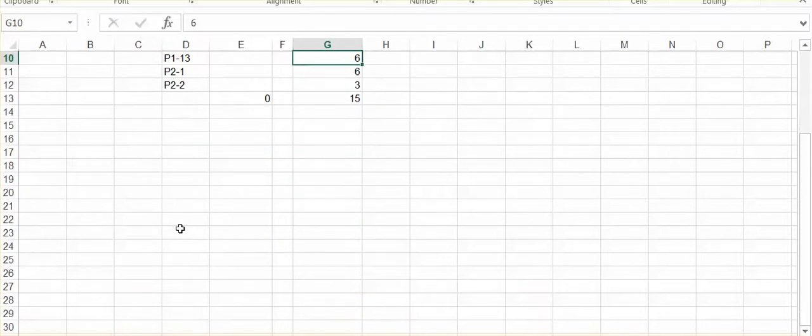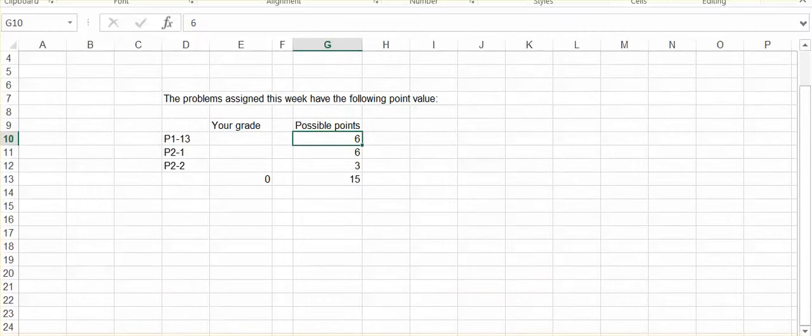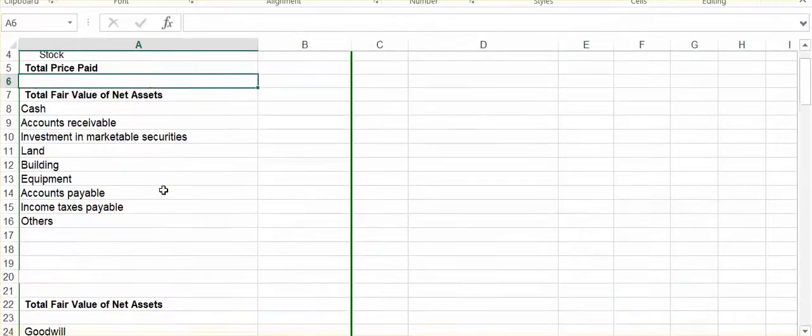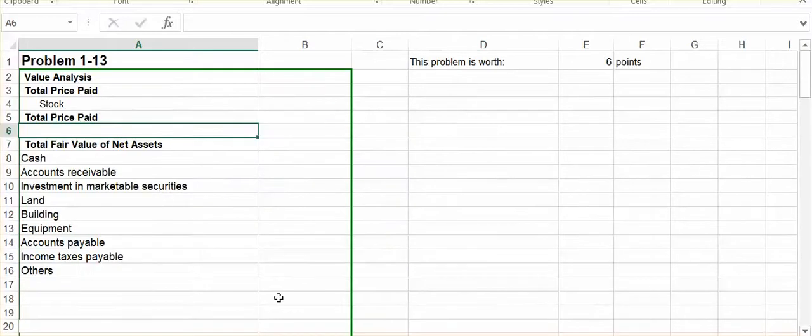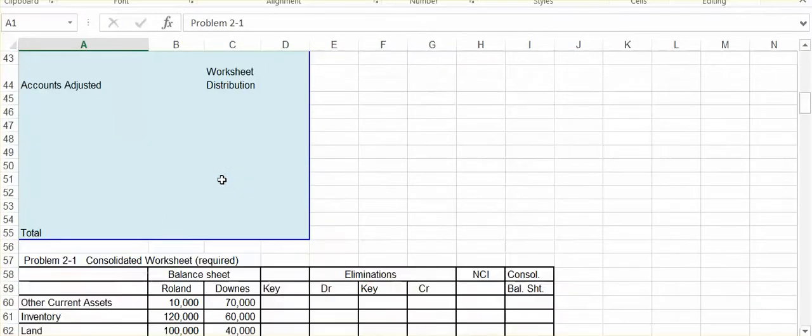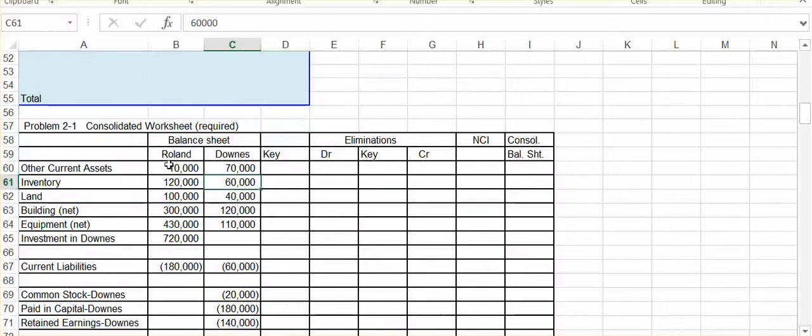And you may not be able to see it, but down at the bottom you can tab over to look at each of the problems that are due, and it provides you with structure and also the way we're doing a lot of consolidations. And what you'll notice in the real world is that consolidations are almost always done on worksheets in the real world, so we need to use worksheets.